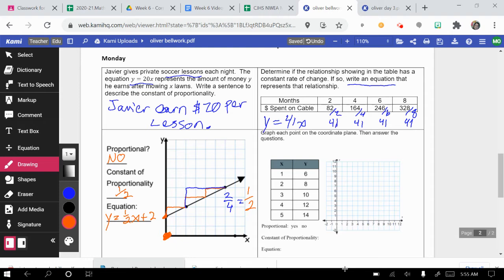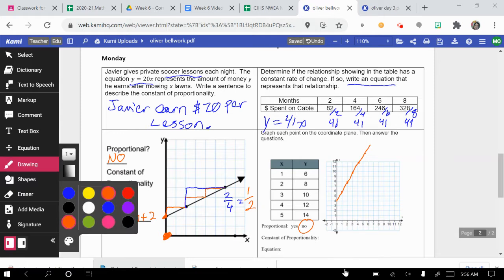All right, graph each point on the coordinate plane, then answer the questions. So at 1, we go up to 6. Then at 2, we're at 8. Then at 3, we're at 10. At 4, we're at 12. I'm assuming 5 will be about right there. Is this proportional if I went straight across? Well, we're going through the 4. So no, it is not proportional.